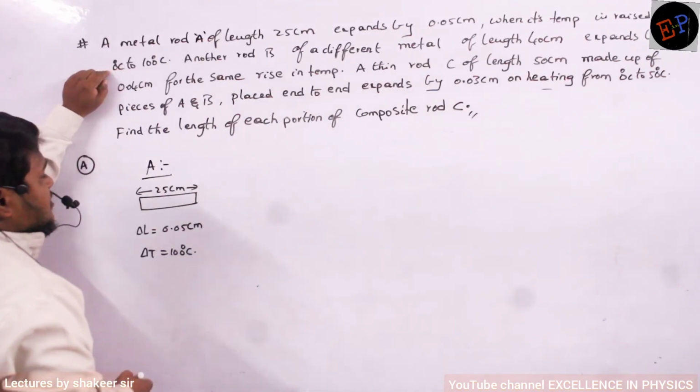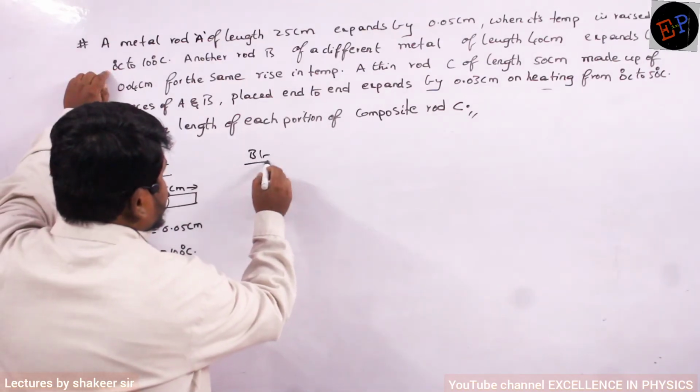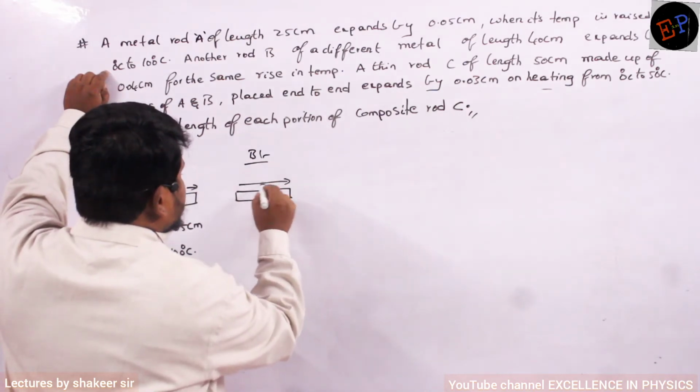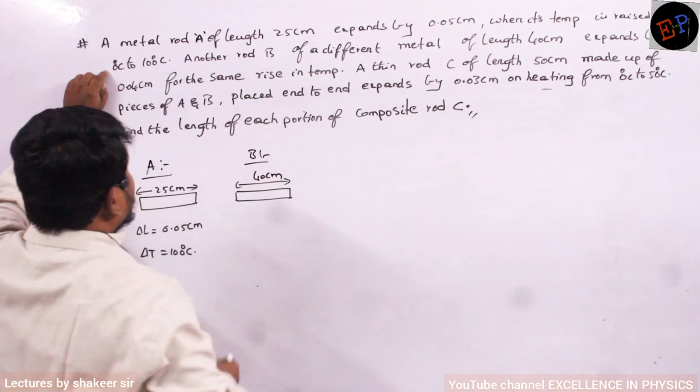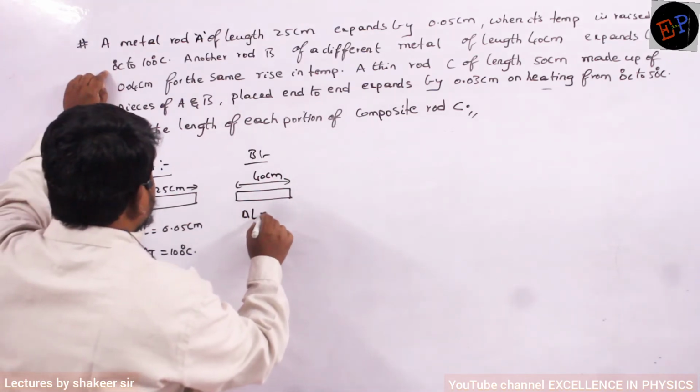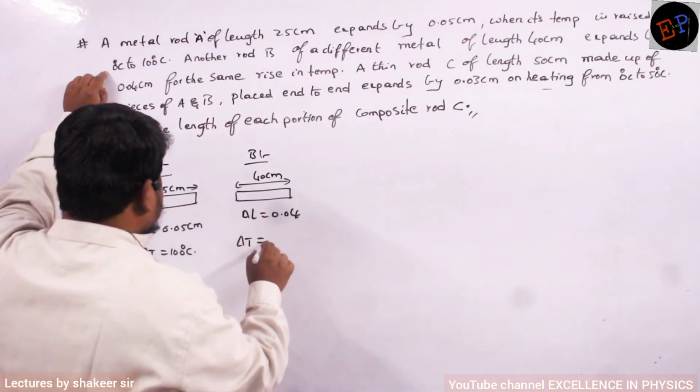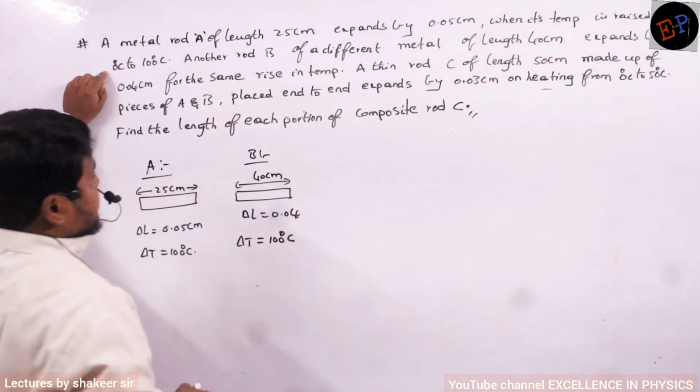Then there is another rod. This is rod B, a different metal. What is the length of this rod? The length of this rod is 40 centimeter. It expands by a delta L value of how much? 0.04 for the same rise in temperature. So the change in temperature here also is 100 degrees Celsius only.